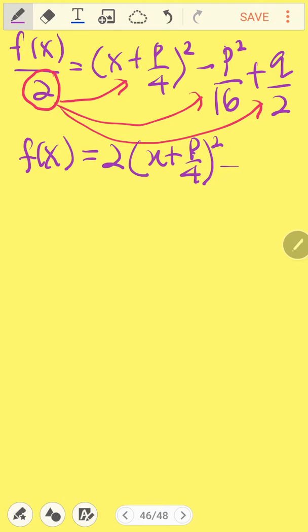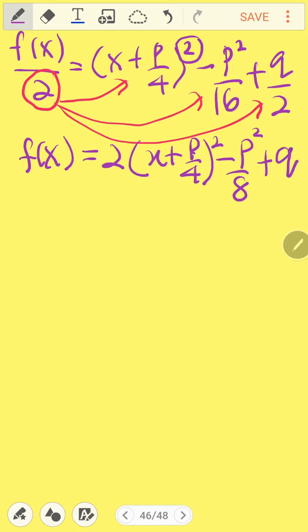Well, I can see students keep on making careless mistakes and putting 2 inside the bracket, and I've been telling them that you cannot simply multiply inside the brackets because of the power of 2 here. So it must be outside. So 2 times negative p squared over 16 is negative p squared over 8, plus 2 times q over 2 is q.